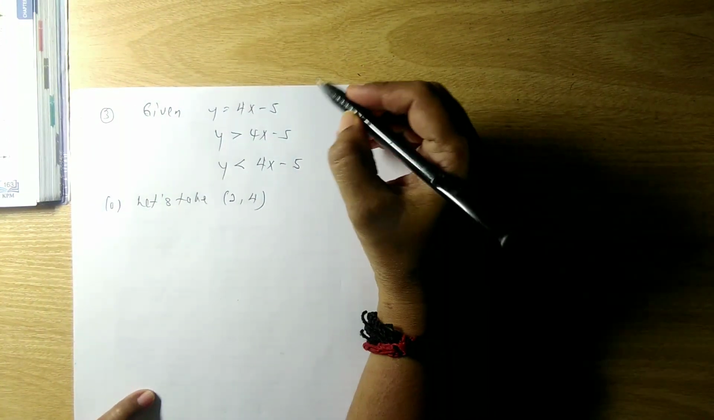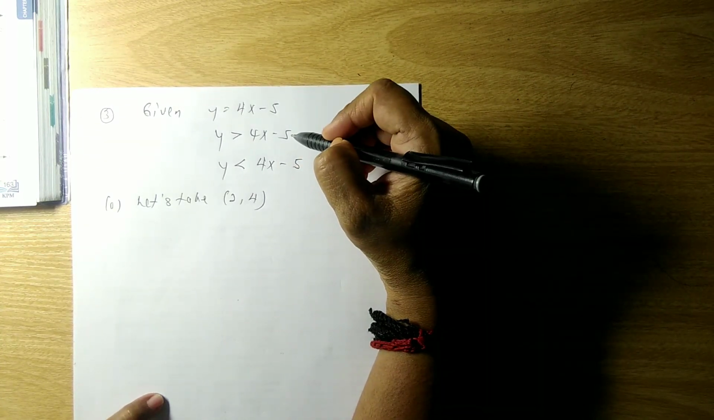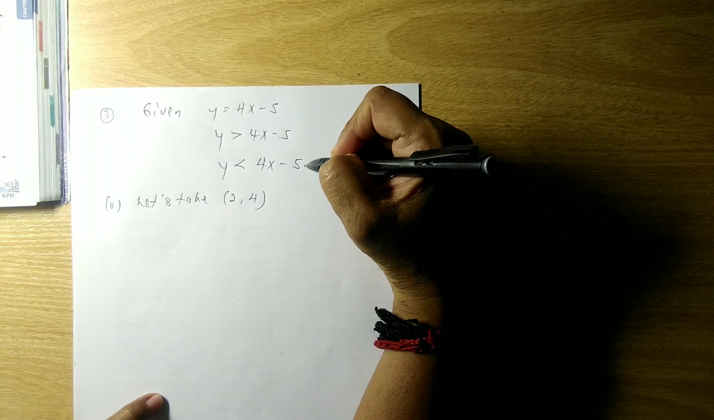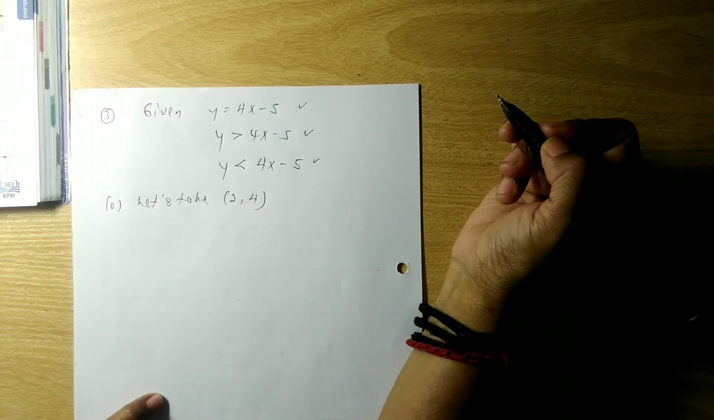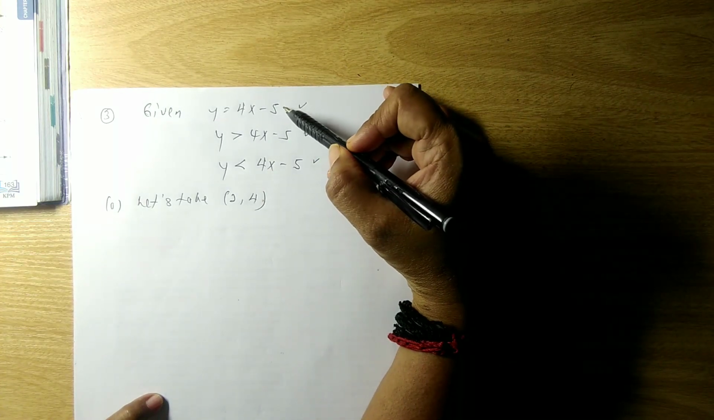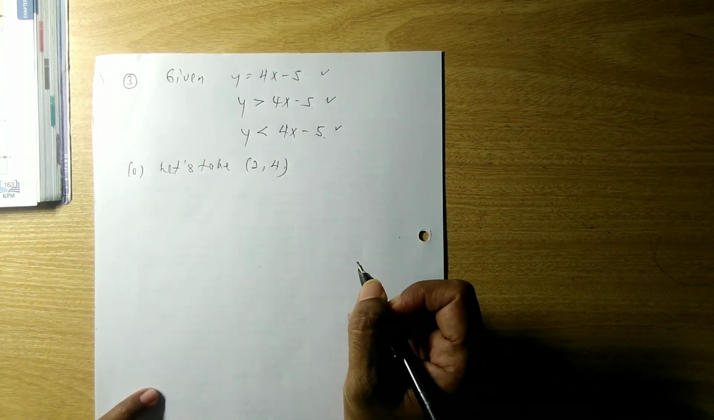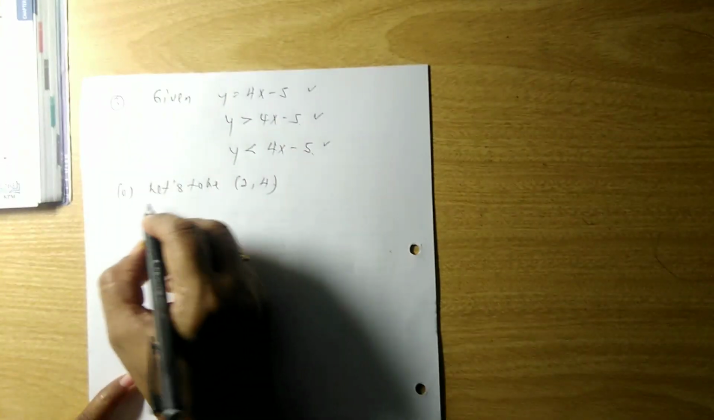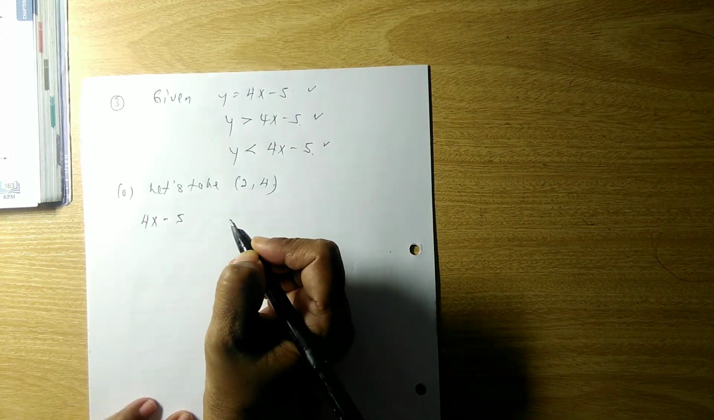For this question, you're given y equals 4x minus 5, y is greater than 4x minus 5, and y is less than 4x minus 5. These two are inequalities, and this is an equation. They want us to test whether 2, 4 satisfies this, this, or this. They said without drawing, so what you can do is take one side of the equation.